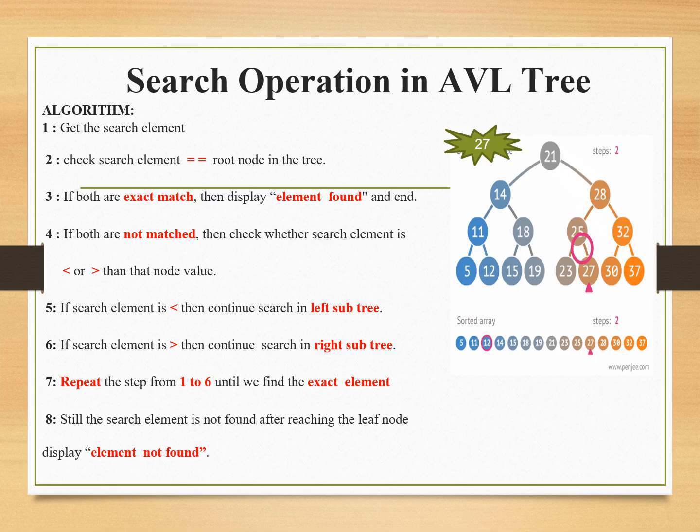Assume that we are using a sorted array with all these elements. So how many steps does it take to search for this 27? Only in the 10th step were we able to find the element. So that is the reason why we are moving to a tree rather than an array.